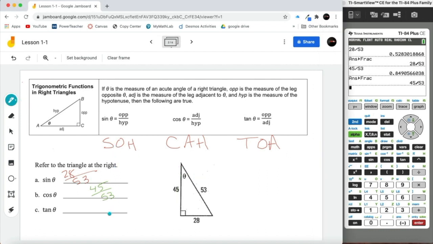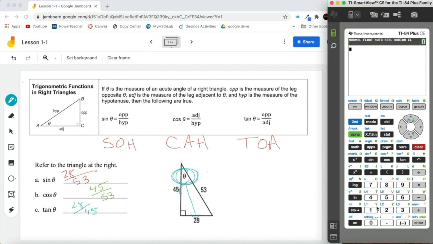And finally, the tangent of theta, so tangent, again, focusing all your attention on theta, is opposite, which is 28, over adjacent, which is 45, so 28 over 45. Check it to see if that'll reduce, so we'll do 28 divided by 45, and we hit math, enter, and no, it does not reduce either.